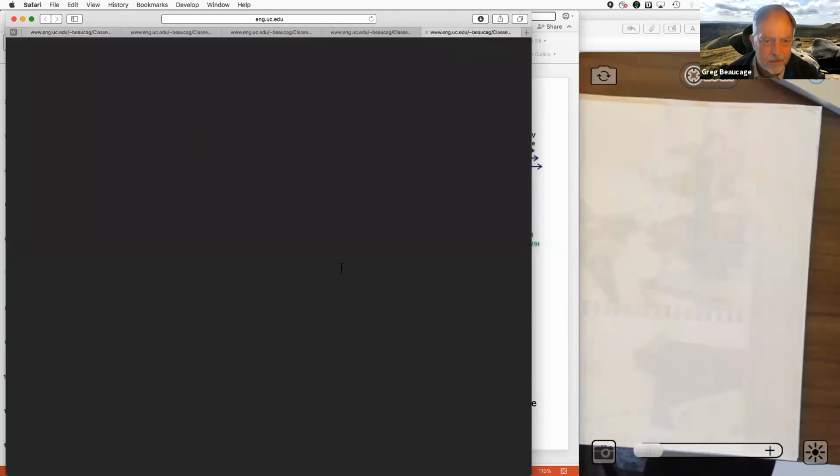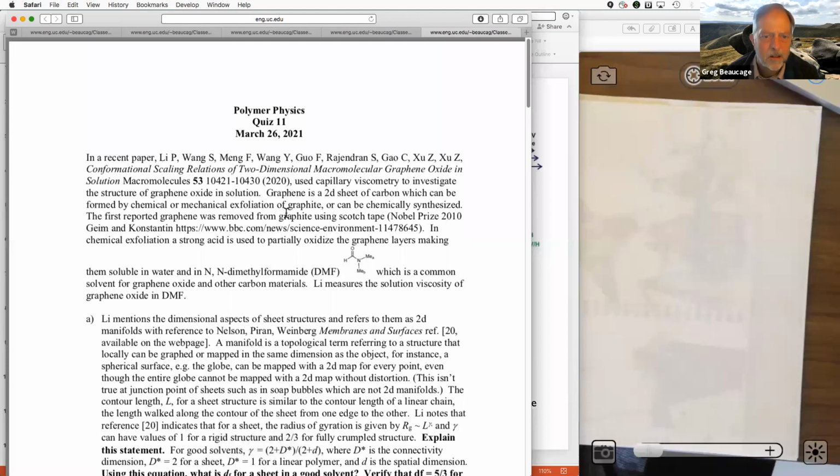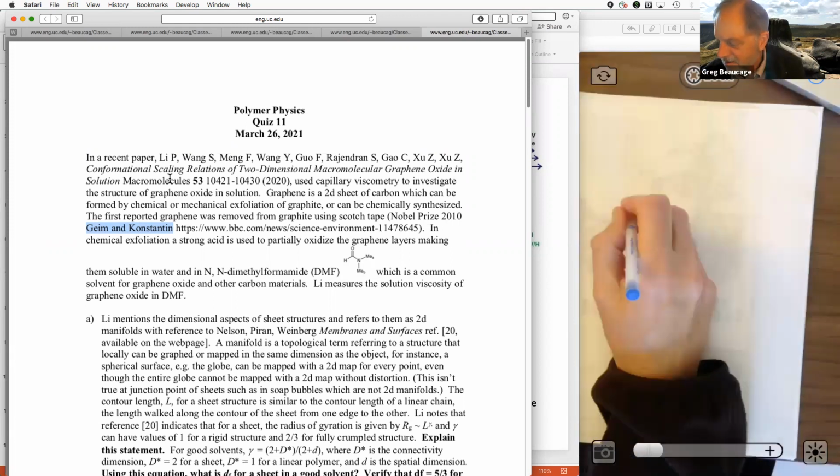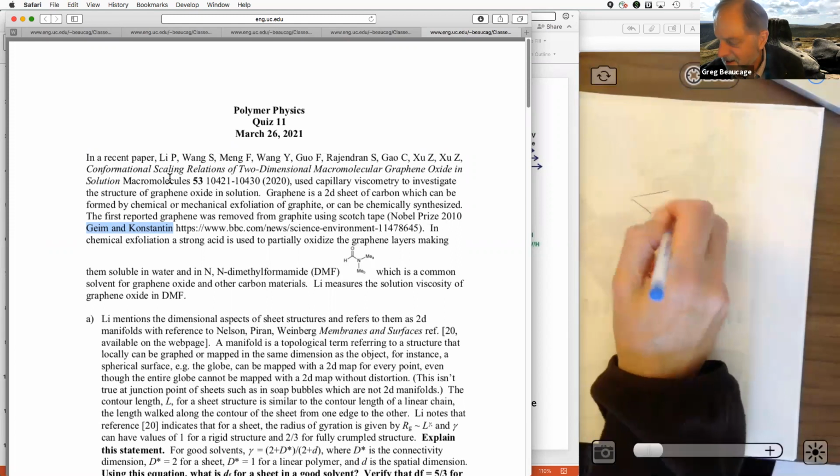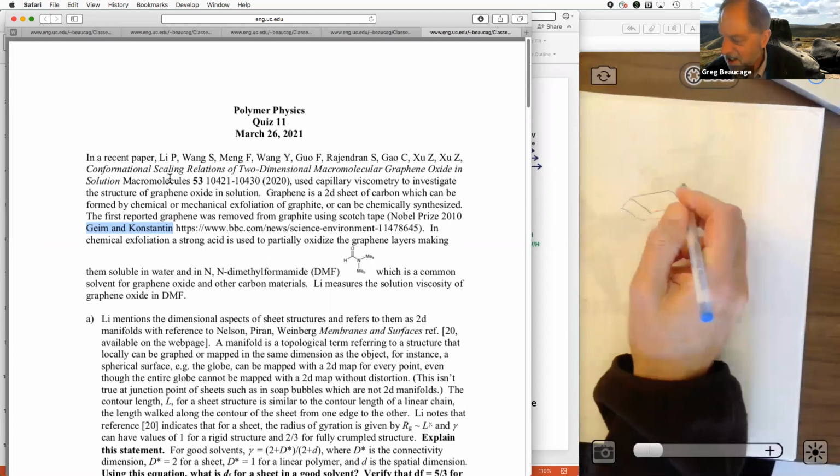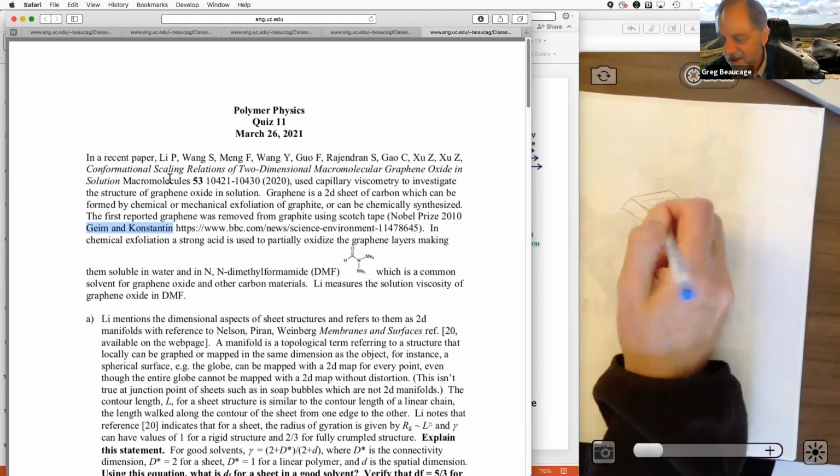It's this Geim and Novoselov, who are at Manchester University in the UK, and they took a piece of graphite, which is just a mineral that you mine, right? And it's got flat surfaces on it. And they just took a piece of Scotch tape, put it onto the graphite, and peeled it off.